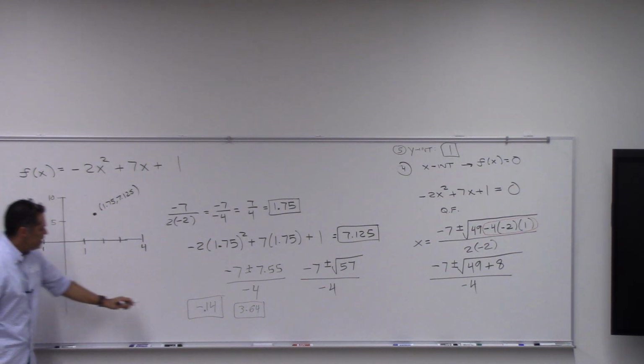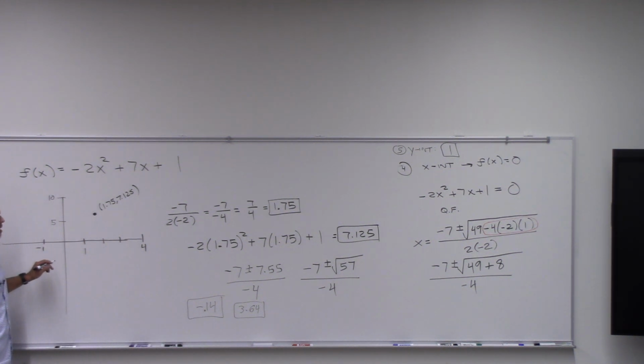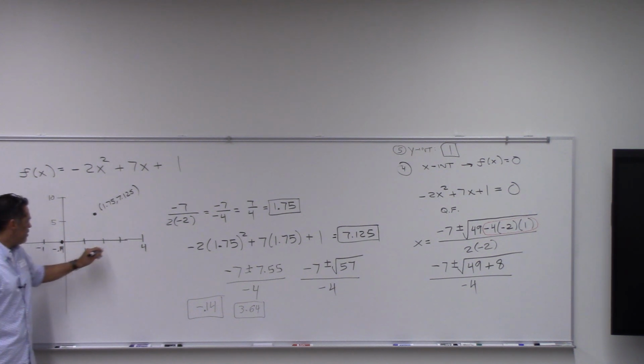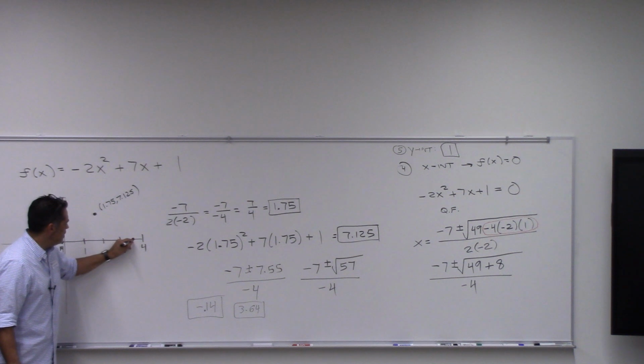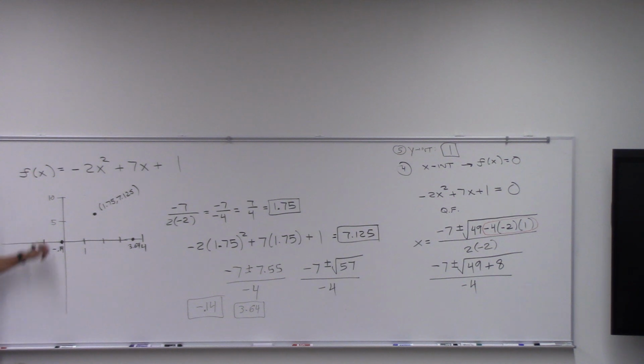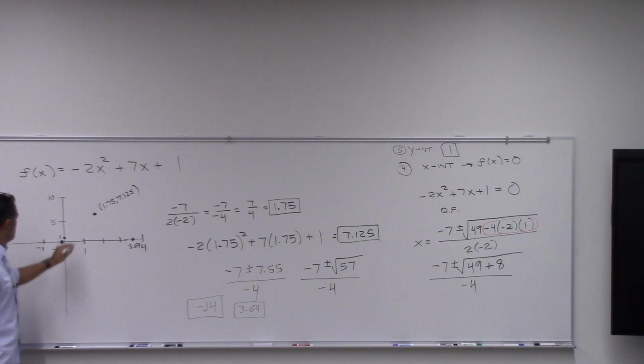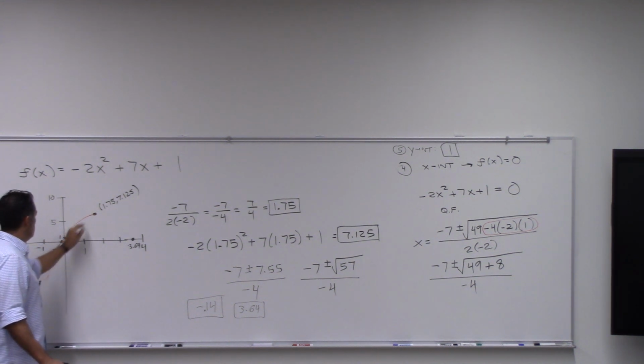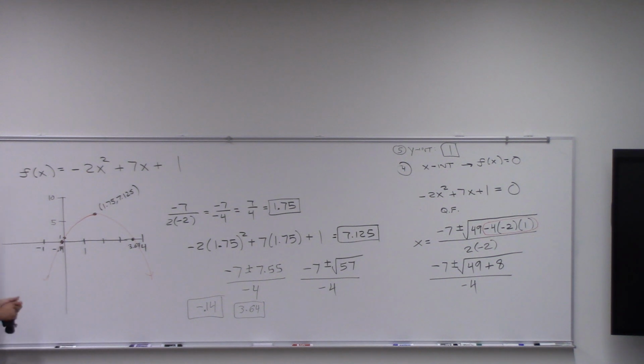Your x-intercept, negative 0.14. That's really, really close to the origin there. It's negative 0.14. And then the other one is 3.64, somewhere around here. Y-intercept, we have one more thing. The y-intercept is 1. It would be about right there, at 1. And then draw your parabola, right? So through here, and then through there. Okay.